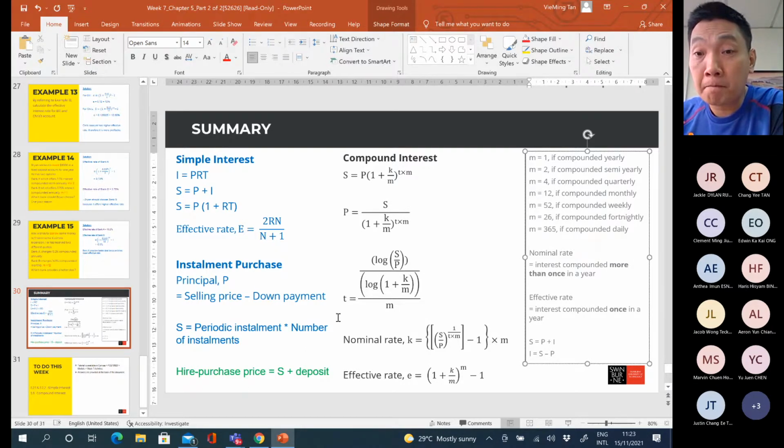Sometimes the question may ask you to do a comparison of which investment is better, whether bank A or bank B offers better. Then you can use the effective rate to do the comparison. Try to convert all the nominal rates into effective rates so that you can compare the two investments. The higher the effective rate, the higher the return. The higher the effective rate, the higher the cost of borrowing. So these are the formulas that you need to know for this chapter.